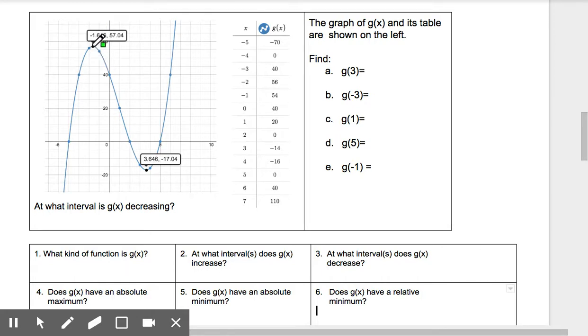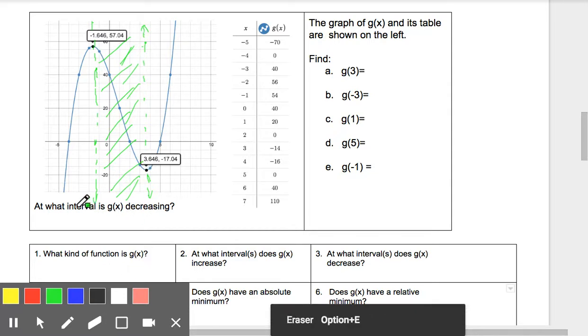The relative maximum is right here at negative 1.646. So on the x-axis, let's mark that point. That is negative 1.646. And then it stops decreasing here at 3.646. So let's mark it here on the x-axis. So we know that this is the right boundary where the graph stops decreasing, and the left boundary where it starts decreasing is right here. So that means in this region, the graph is decreasing.